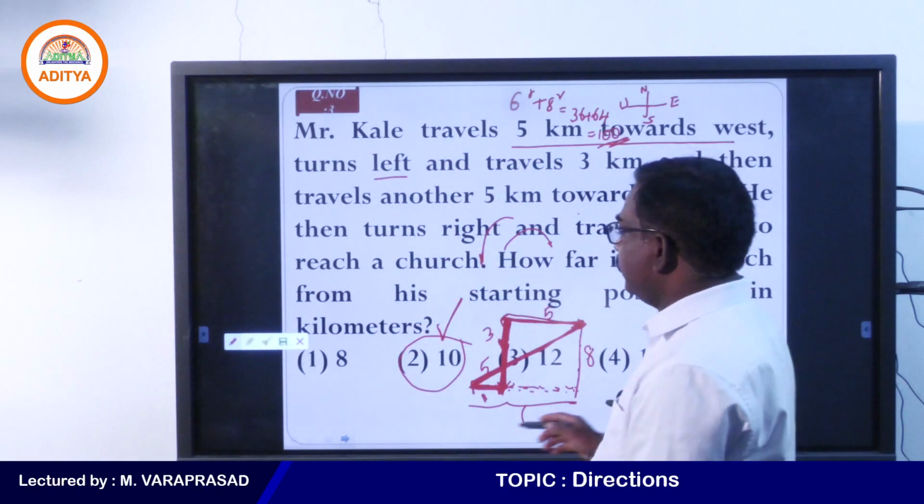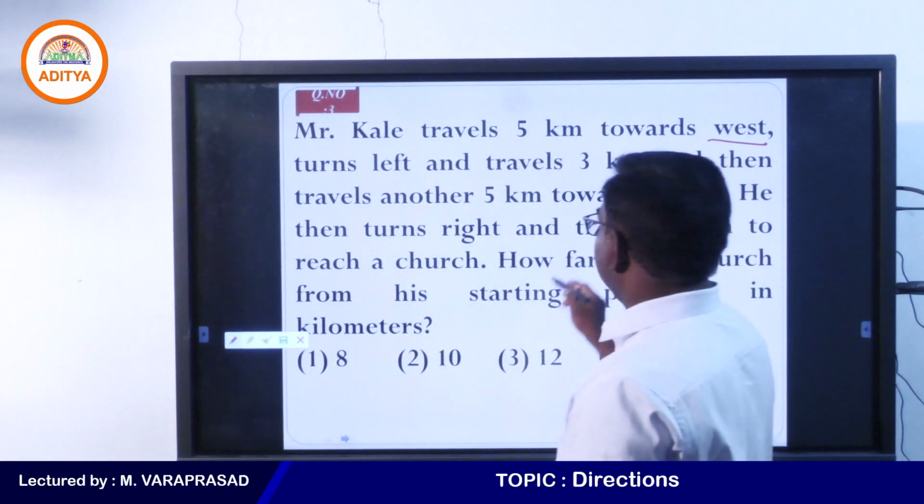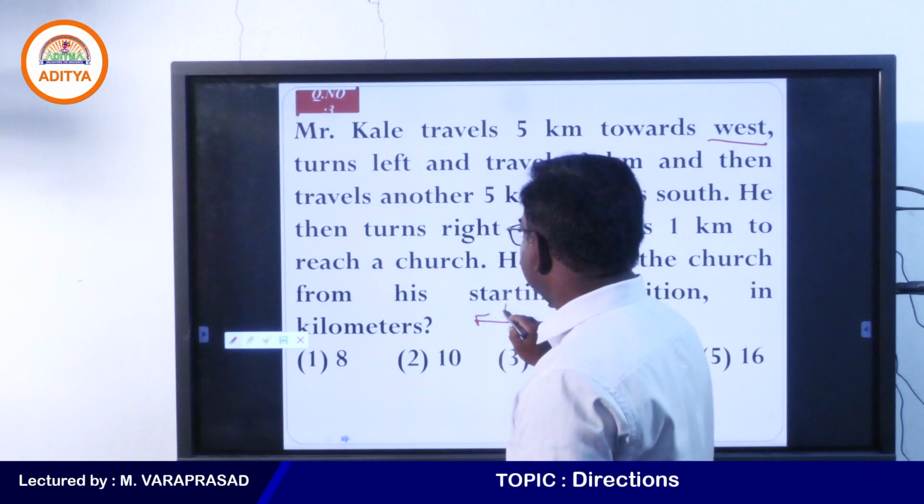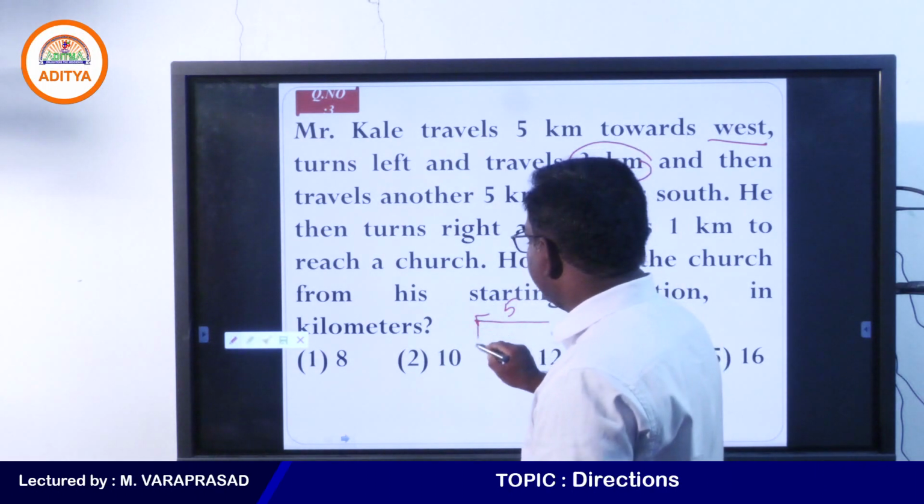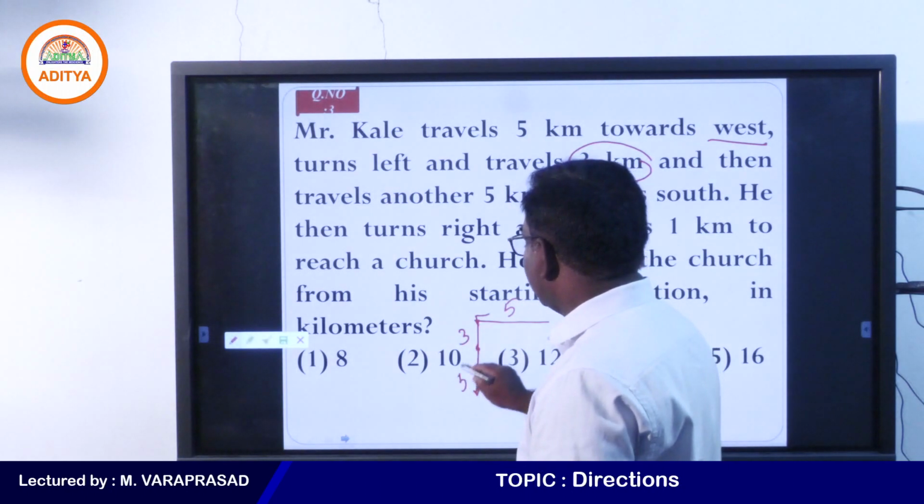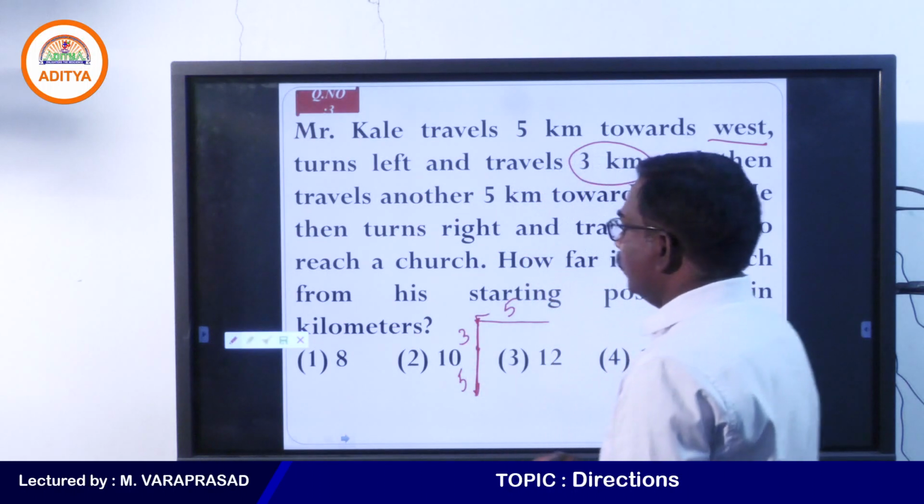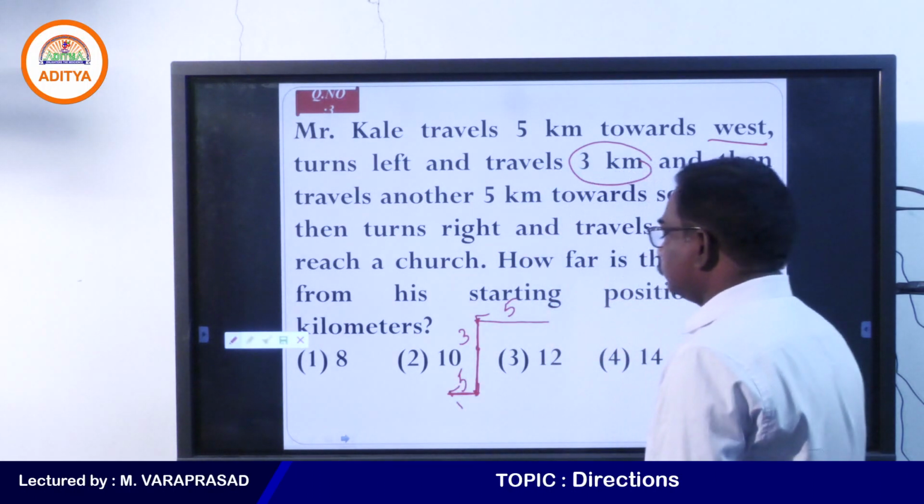Once again, see what is given here. Travels west 5 kilometers. From there, 3 kilometers to his left. From there again to south 5 kilometers, so the total distance is 8 here. From there, turn 1 kilometer to his right.